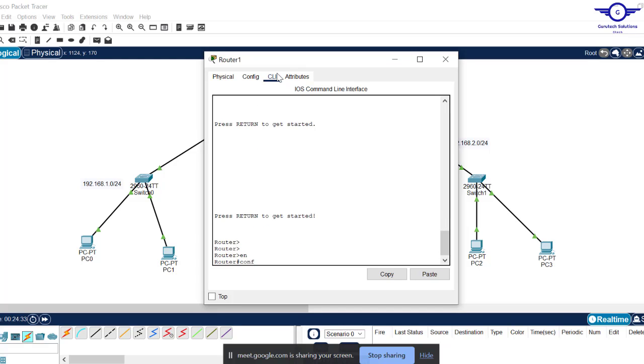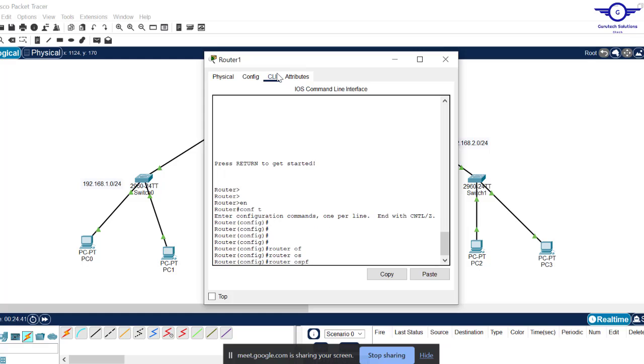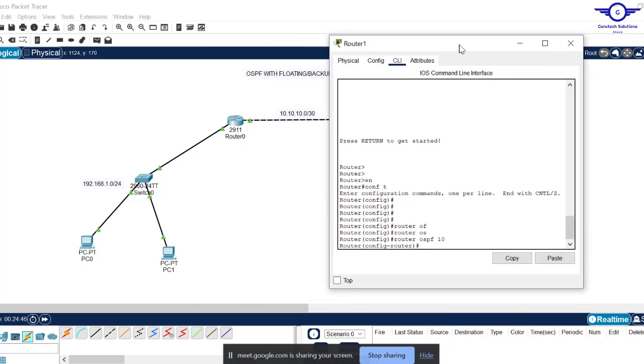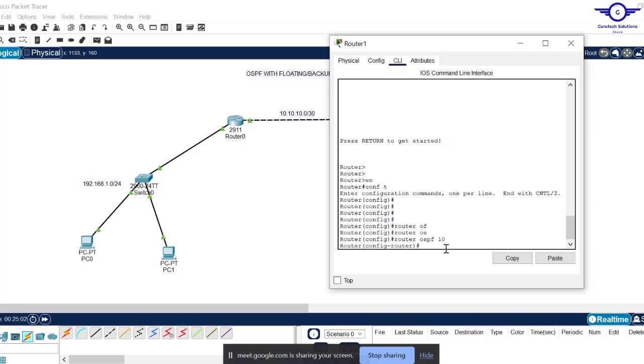Enable, configure terminal. So the first step, just make the router aware that it's using OSPF as the routing protocol with the process ID of 10. At this level, make sure that you configure similar parameters on these two routers. If you're using a process ID of 10 on this side, make sure you configure the process ID on this side also as 10.